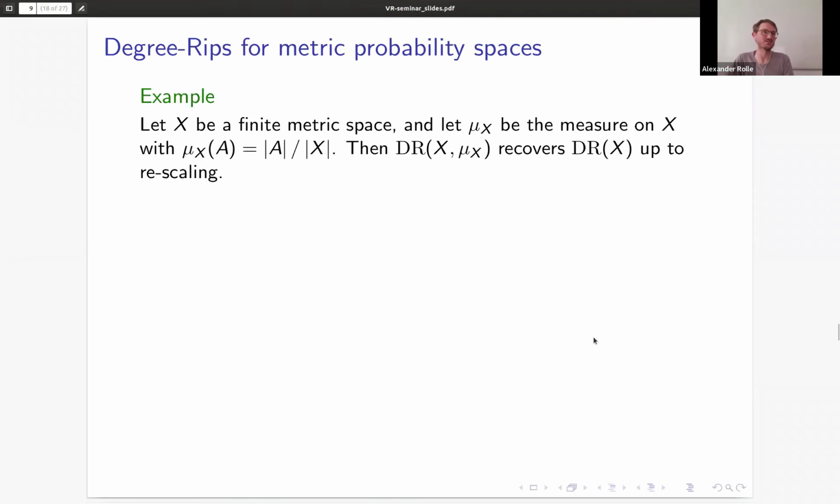But okay, so this is a definition. And first, as an example, let's see how it relates to what we saw before. If X is a finite metric space, and we let mu be the measure on X that we saw, so mu_X of A is just the size of A divided by the number of points, the uniform measure on X, then if we take degree Rips of this metric probability space, this recovers the degree Rips bifiltration that we defined at the beginning of the talk, up to rescaling the parameter K by the number of points in X. So this is a generalization.